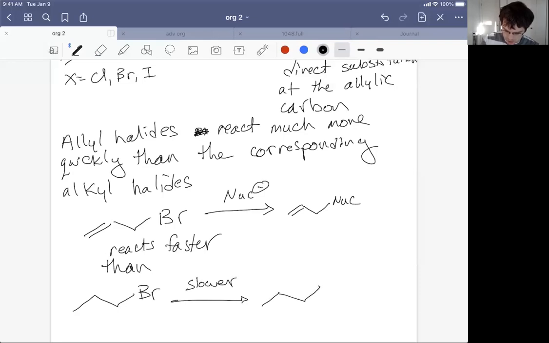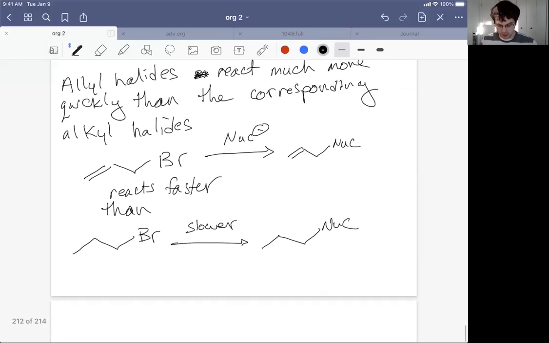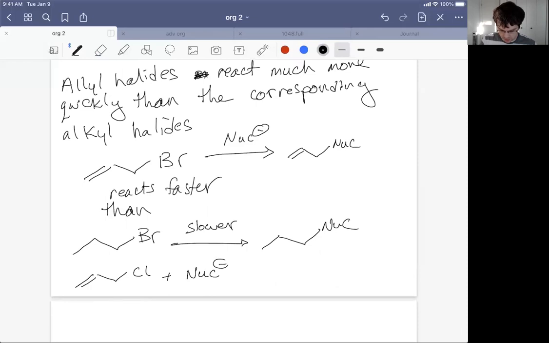Now, an alkyl bromide is still pretty quick to react with a nucleophile. So maybe you won't even notice it that much. But it turns out that this even works for allyl chlorides. If you take an allyl chloride and treat it with a run-of-the-mill nucleophile, you will get a pretty good reaction. So I'll just write reaction occurs. It's a slower reaction than we would see for allyl bromide.